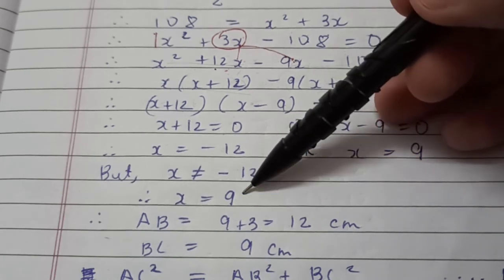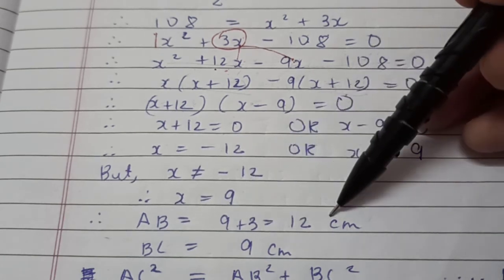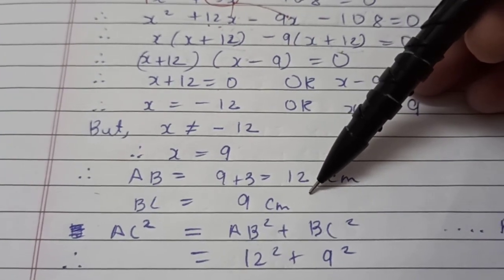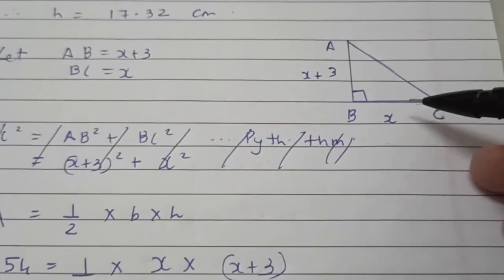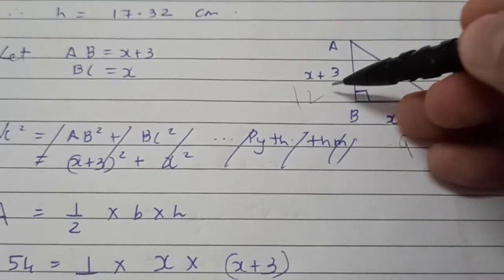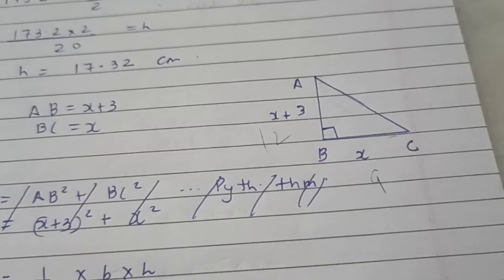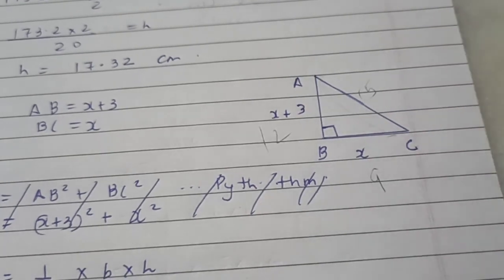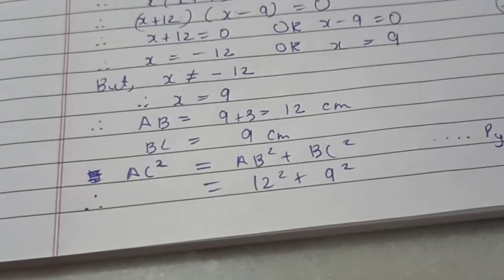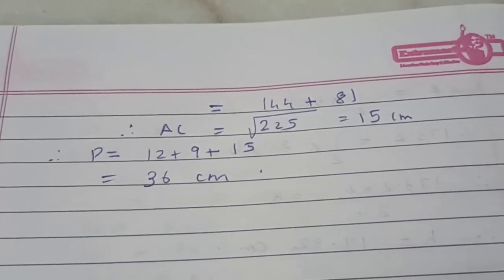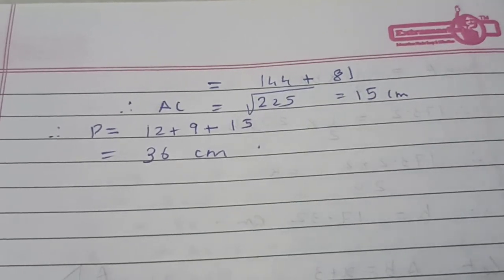And if the base is 9, then the height has to be 12 centimeters. So I got the base and the height. All that is required now is the hypotenuse AC. So if this is 9 and this is 12, well, you should know the answer has to be 15, because that's another Pythagorean triplet. Of course, we'll show this step. Write Pythagoras Theorem as a reason, calculate the hypotenuse, and then find the perimeter, which is 36 centimeters.